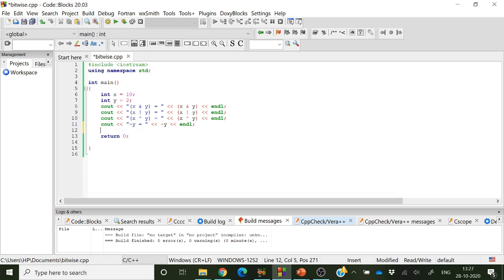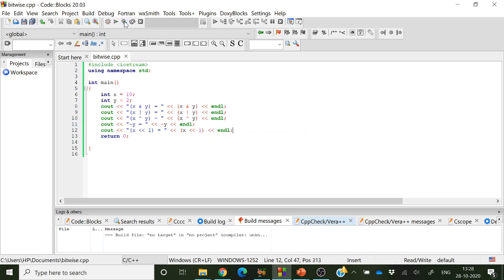bitwise operator, that is shift left. Okay, cout, first let's print a message: x shift left one time is equal to x shift left 1, endl.